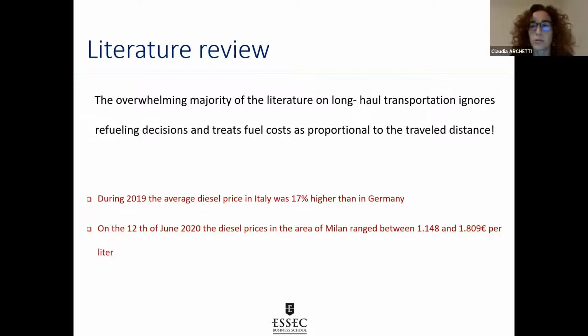So this is important to take into account, and here in the slide you see again some data that provides motivation for taking into account the decision. In 2019, the diesel price in Italy was 70% higher than in Germany, and even in a more restricted area, we accessed the diesel price in the area of Milan on the 12th of June 2020, and it varied between 1.15 to more than 1.8 euros per liter. So there is a high variability even in a restricted area. So the decision about where to refuel is indeed important.